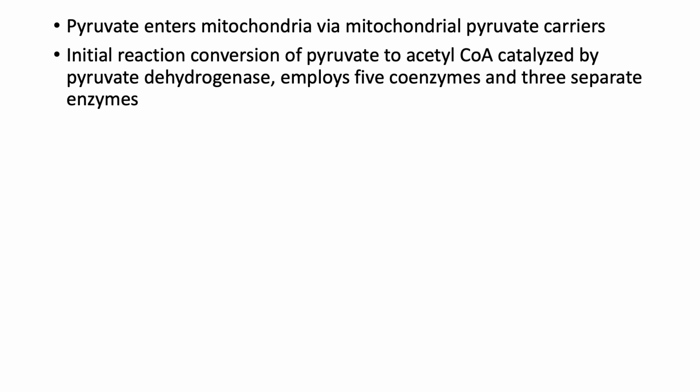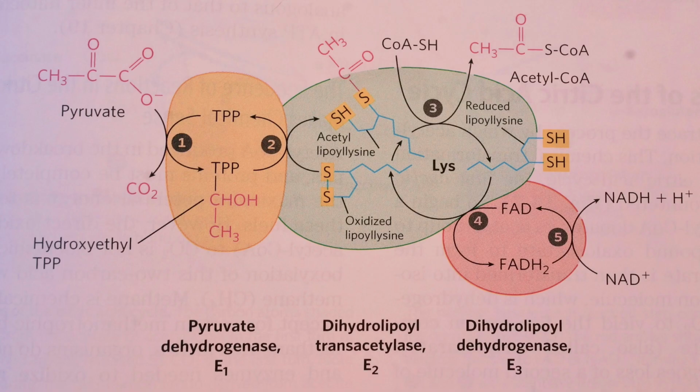So to begin, we have pyruvate entering the mitochondria, where this series occurs, via mitochondrial pyruvate carriers. The initial reaction, conversion of pyruvate to acetyl-CoA, is catalyzed by pyruvate dehydrogenase, which employs 5 coenzymes and 3 separate enzymes. It is a complex. We're going to spend some time with the mechanisms of these reactions. They're certainly more complex than what we had seen in glycolysis or gluconeogenesis, so we'll be spending some time on those. This is the particular beginning of it.